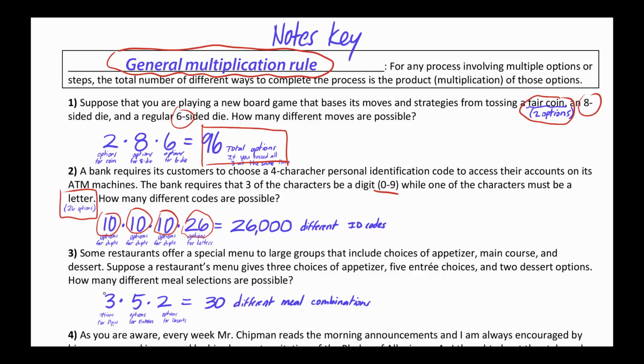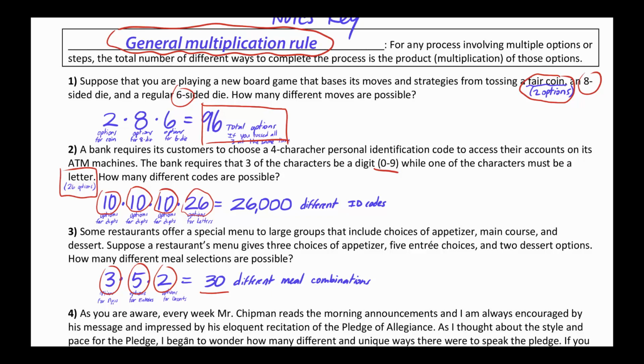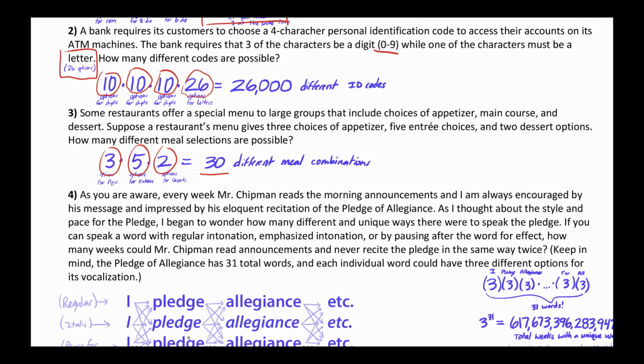If we take the number of appetizers that are available, 3, times the number of entrees that are available, 5, times the number of desserts, 2, 3 times 5 times 2 is 30 different meal combinations. So you could go there every single day of the month and get something new, a different combination of foods. Hopefully those first 3 questions make a little bit of sense to you, and we're going to try one that's a little trickier, but still the same general rule for its math.